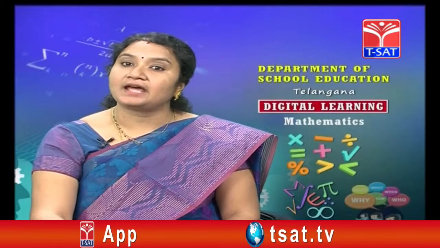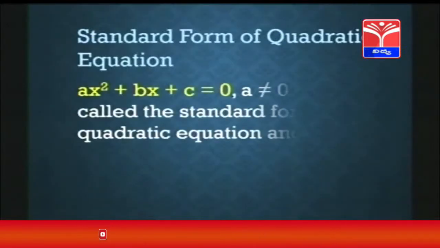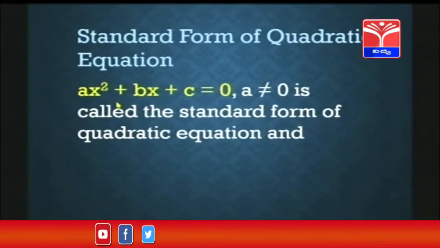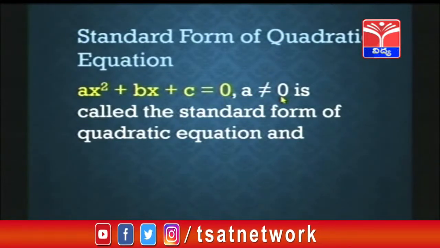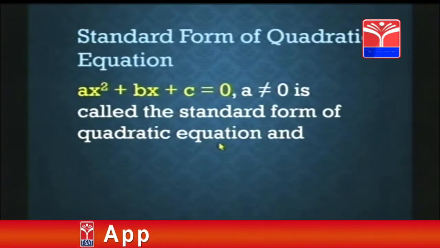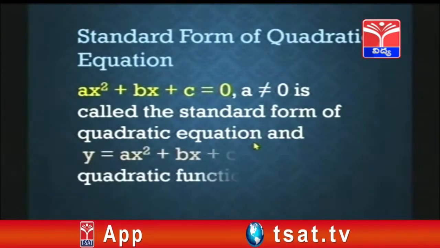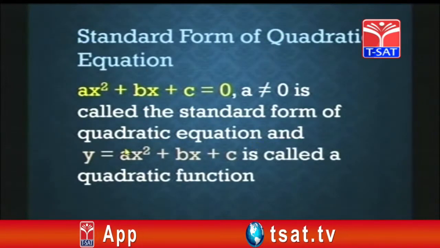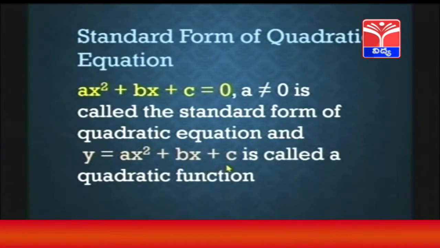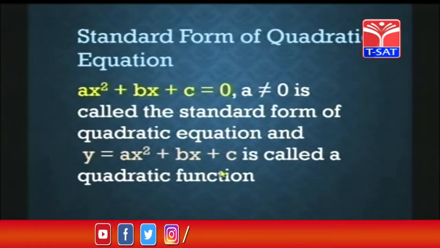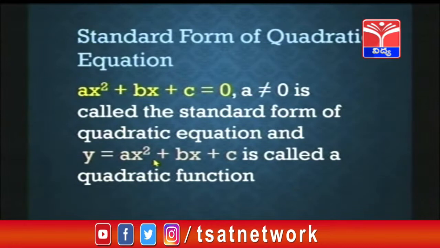Now let's understand the standard form of quadratic equation. ax² + bx + c = 0, where a is not equal to 0, is called the standard form of quadratic equation, and y = ax² + bx + c is called a quadratic function. Children, kindly understand the difference between the quadratic equation and the quadratic function.